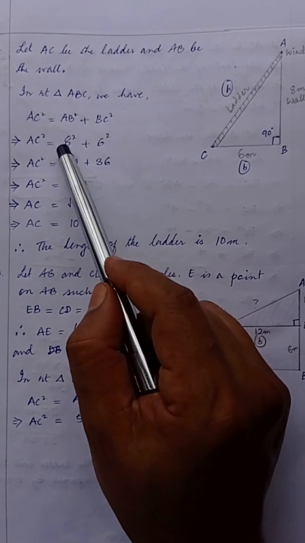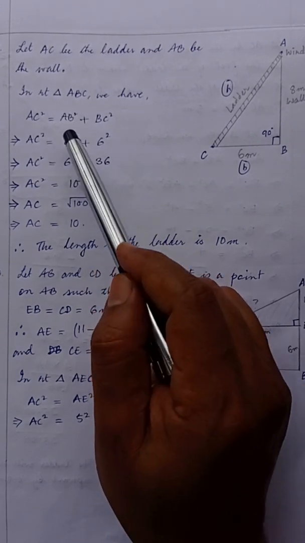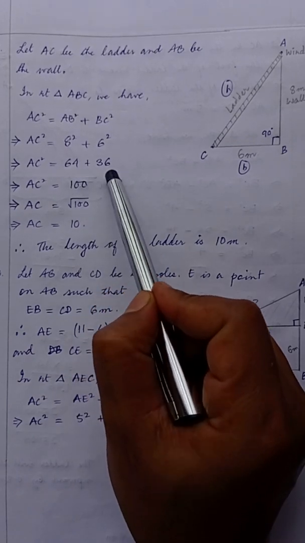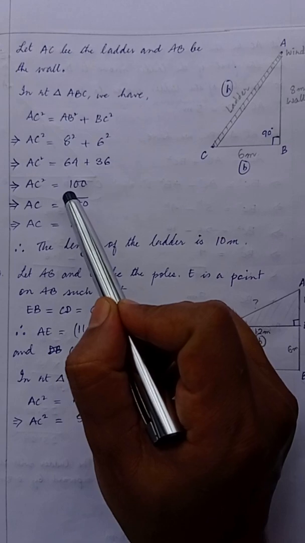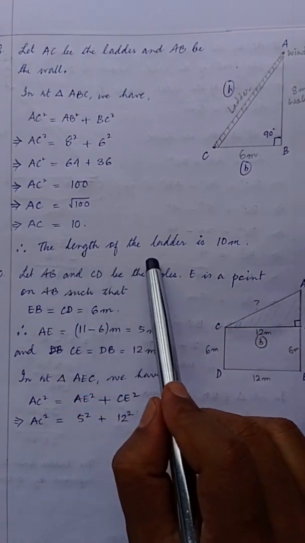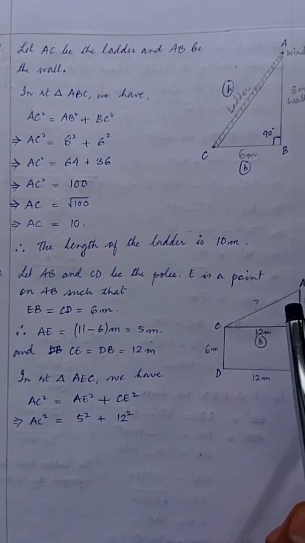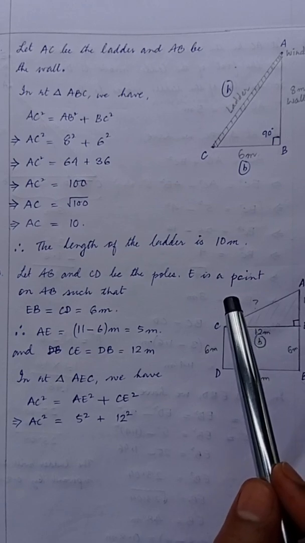And then you just put the values as you did in class 9. AB square will be 8 square, this will be 6 square, that is 64 plus 36, 100. Now the square will be removed on the other side, so root 100 is 10. The length of the ladder is 10 meter. Easy, isn't it? Then we shall move to our next question, question number 10.